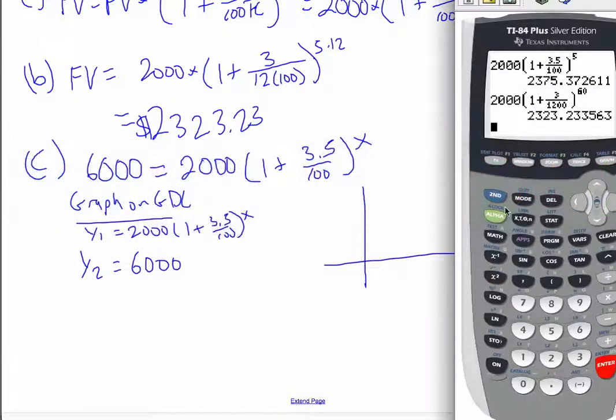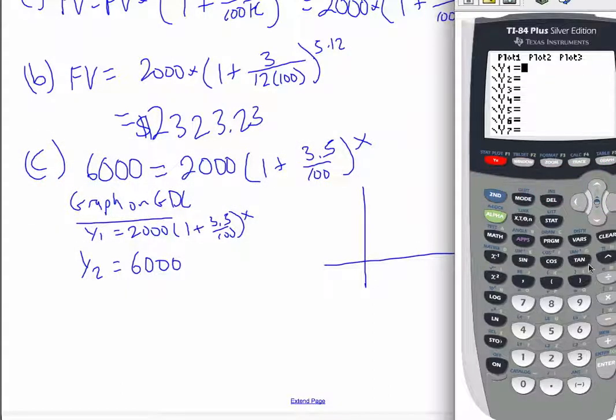All right, so under Y equals, let's do 2,000 times 1 plus 3.5 divided by 100, to the power of x. And in Y2, we'll graph 6,000.